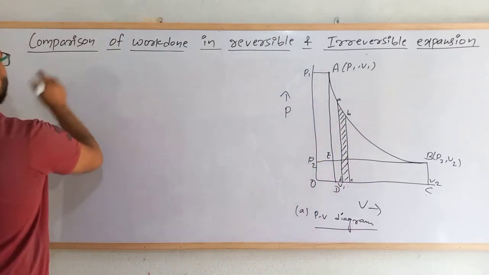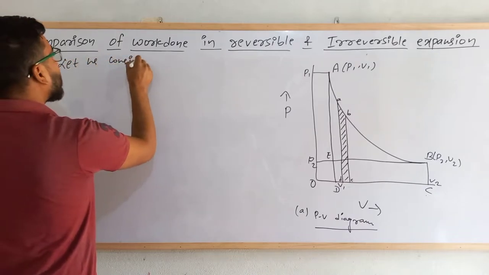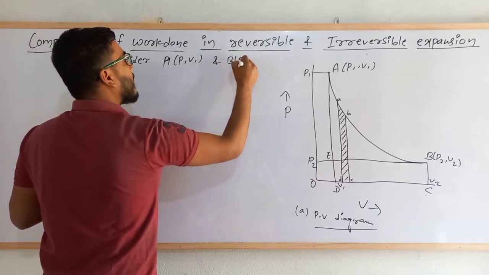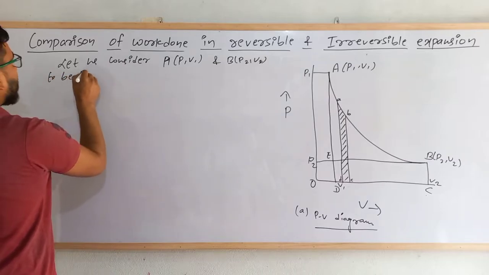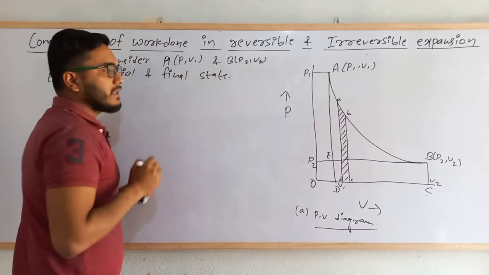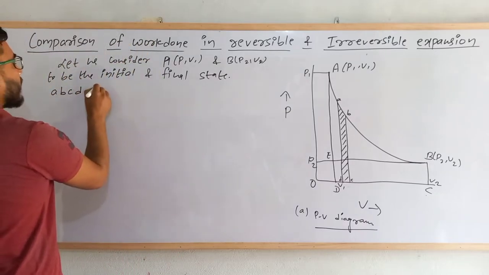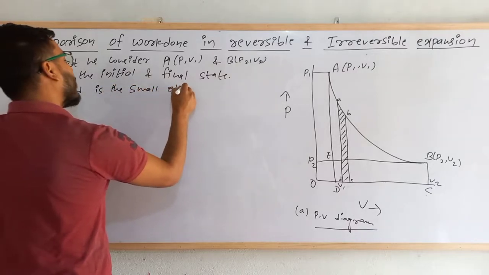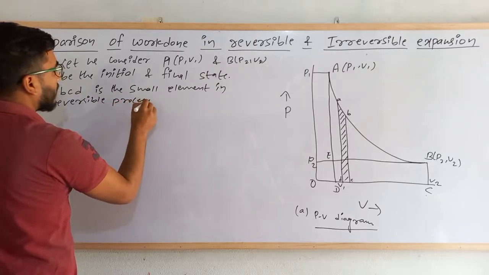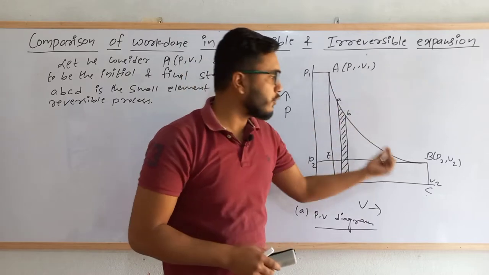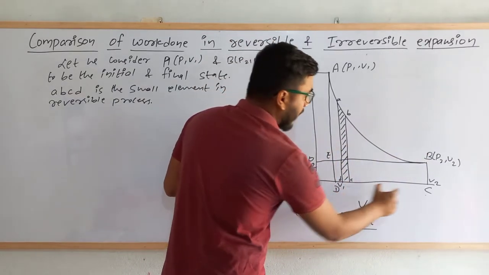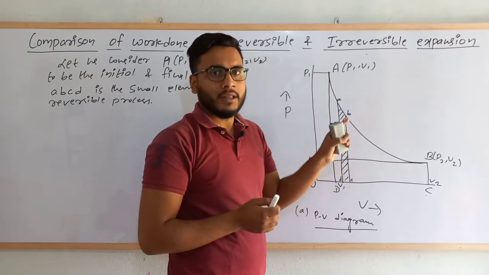Okay, now let me write a little bit. Let us consider A, P1, V1 and B, P2, V2 to be the initial and final state. A, B, C, D is the small element in the reversible process. Now, we know that when the pressure decreases from P1 to P2, the volume increases from V1 to V2. That means as pressure decreases, the volume should increase. That is happening over here.